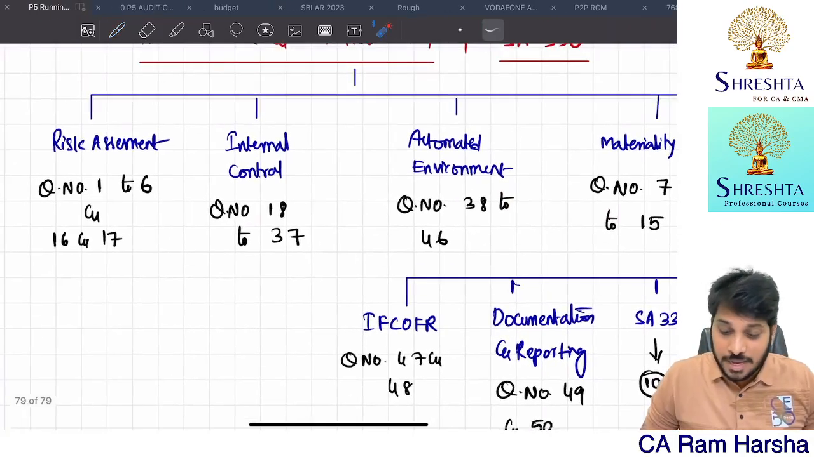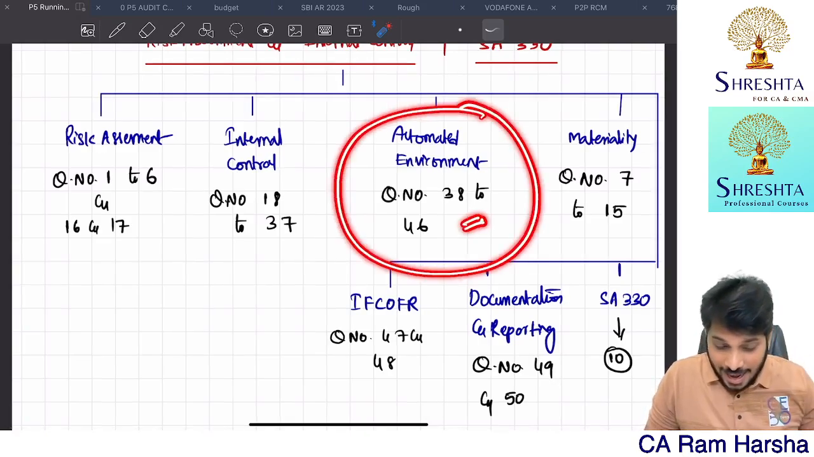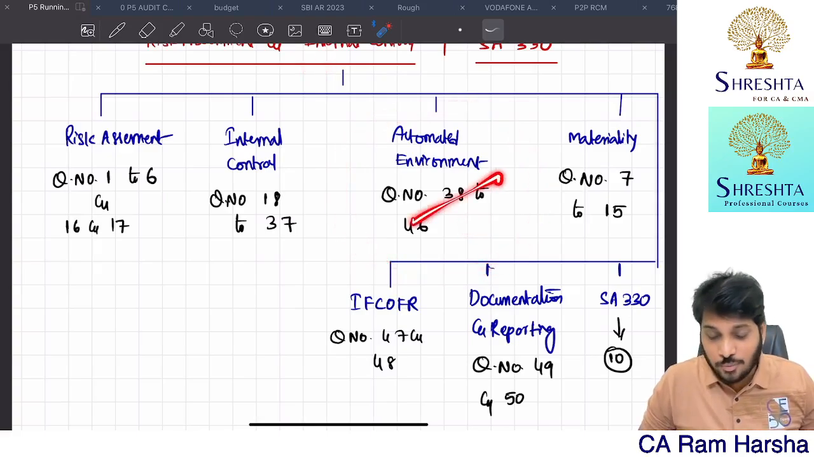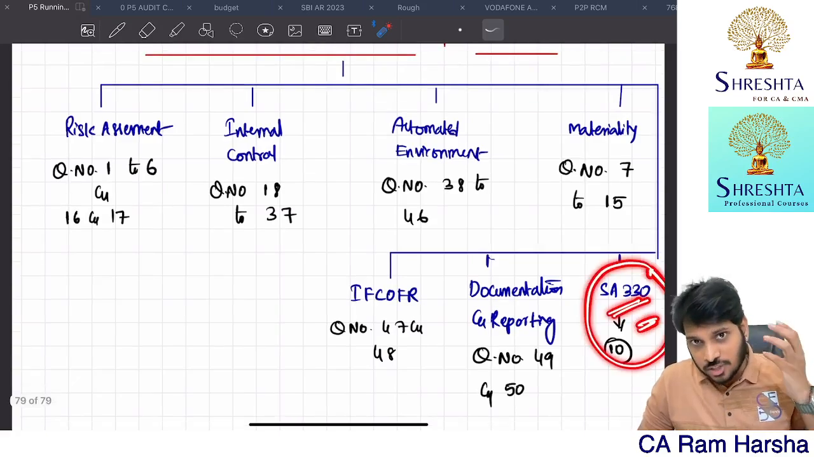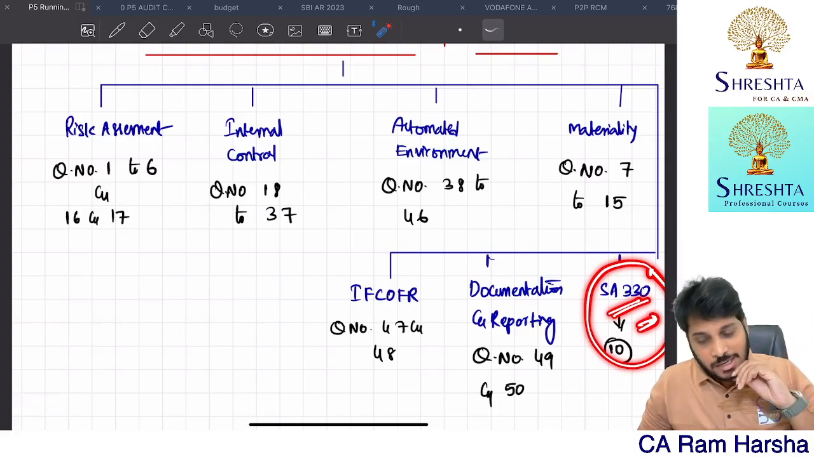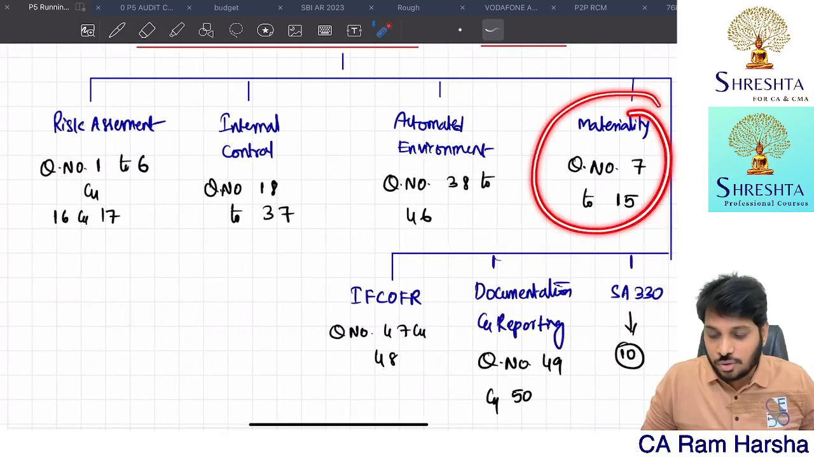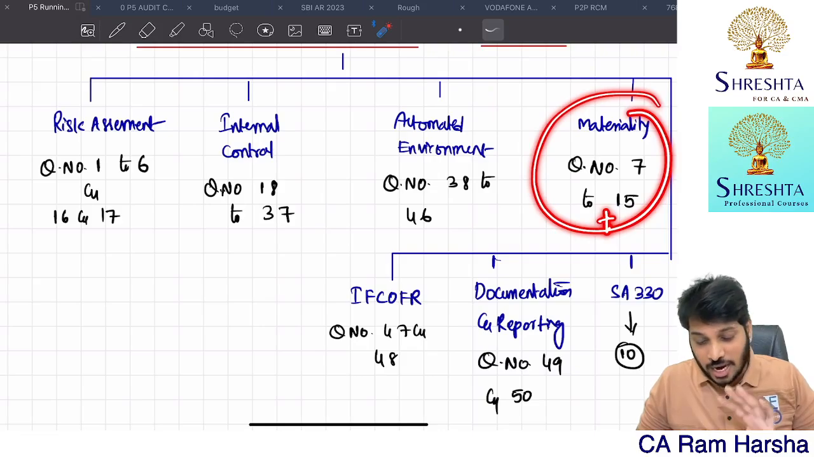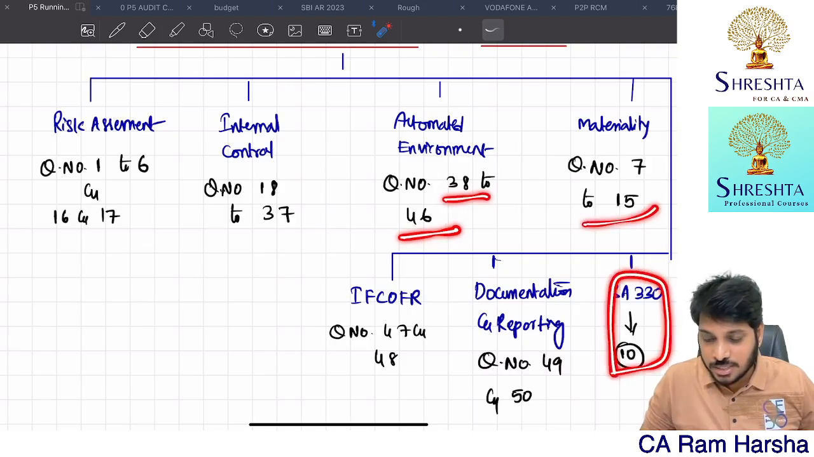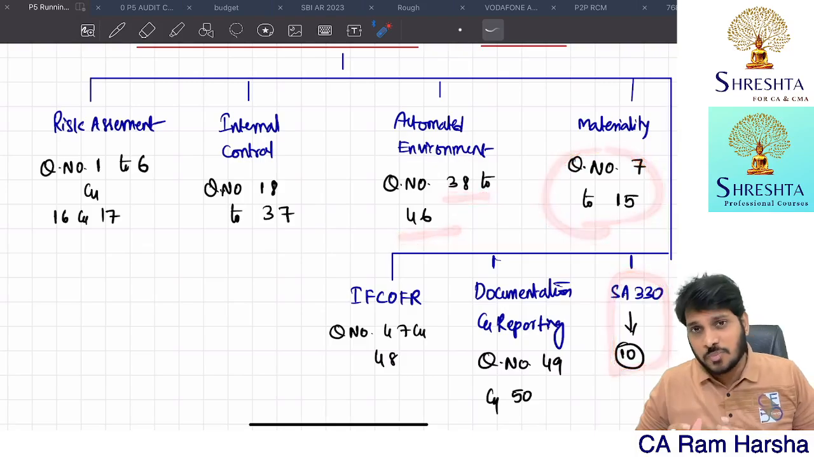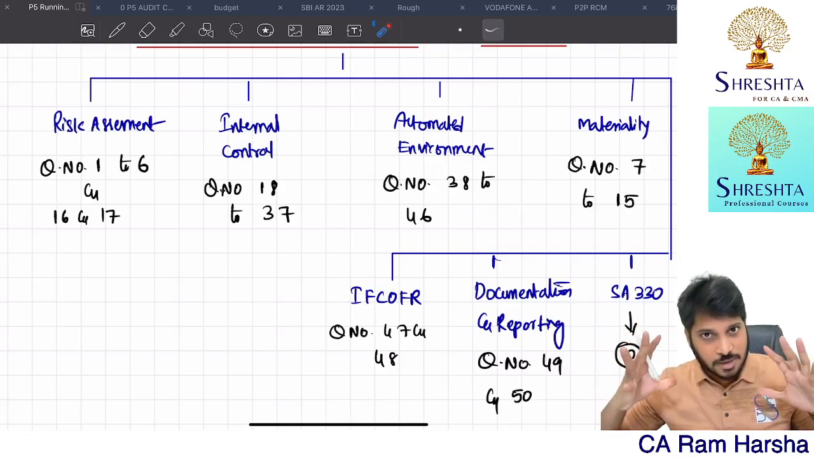Previously, we had a chapter called automated environment, which is now removed and added in this chapter. It was a separate chapter. 330 was once discussed as part of the audit evidence topic. Now it is removed from there and added in this chapter. Materiality was to be discussed separately, but that is also added here. So technically some 8 questions here, some 10 questions here, and some 7 or 8 here. Approximately 30 questions of content that earlier was not part of this chapter is now added.